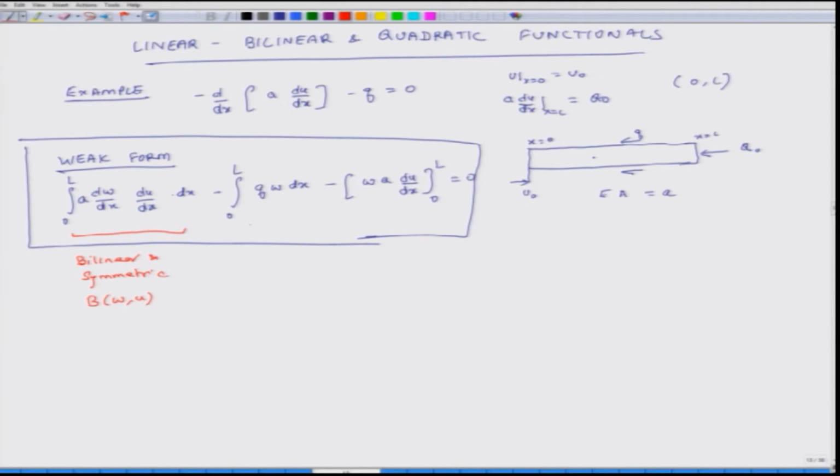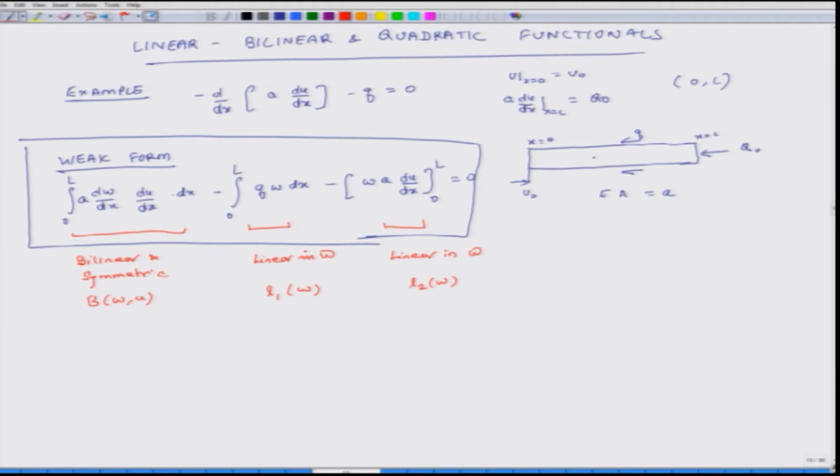The second term is dependent only on W. Q is known, Q is the data of the problem, right, and it is linear in W. So, it is linear in W. Okay. So, I call it L1 of W, and in the case of the third term, this is also linear in W. So, I call it L2 of W.